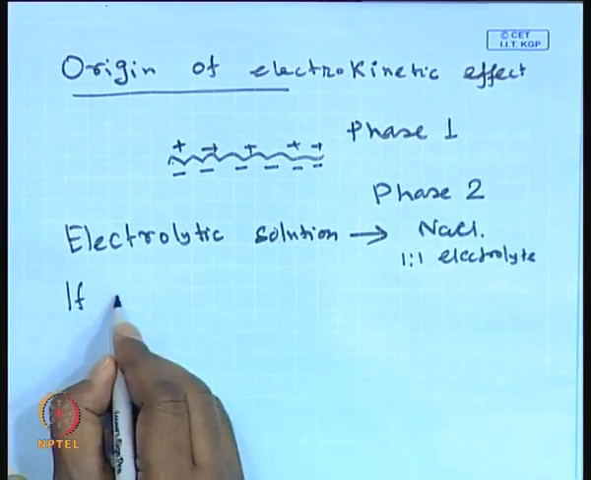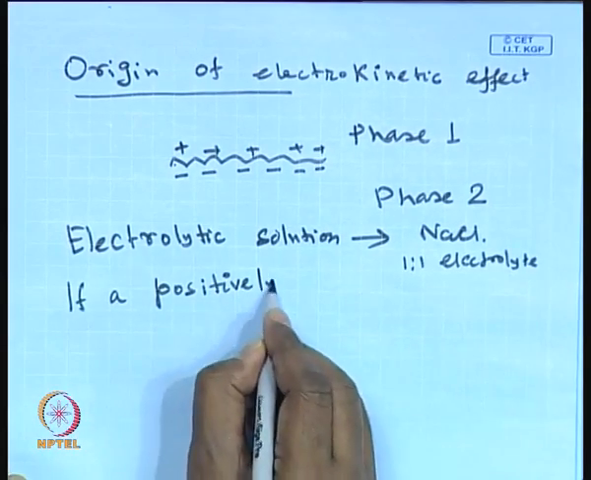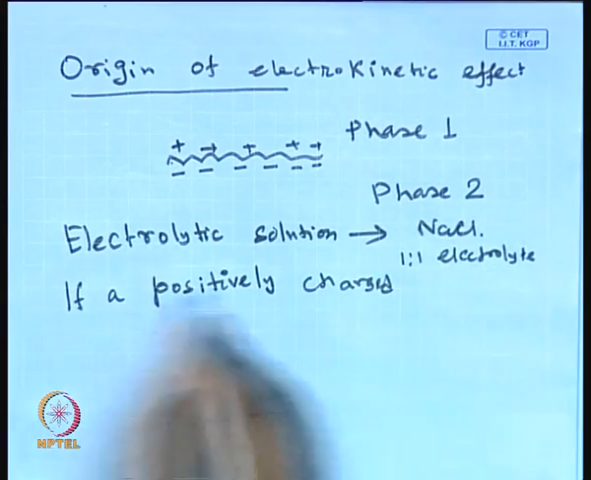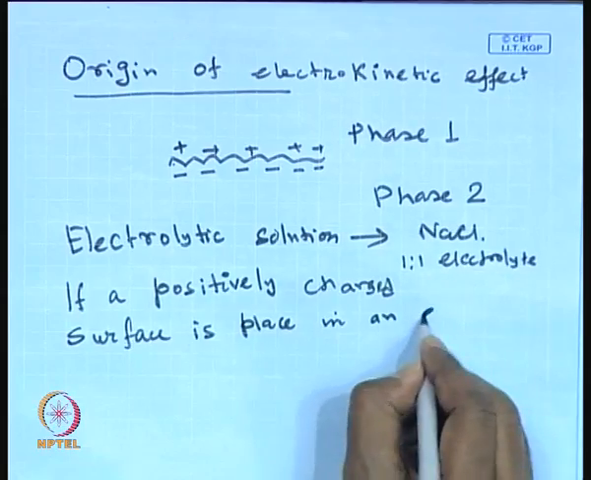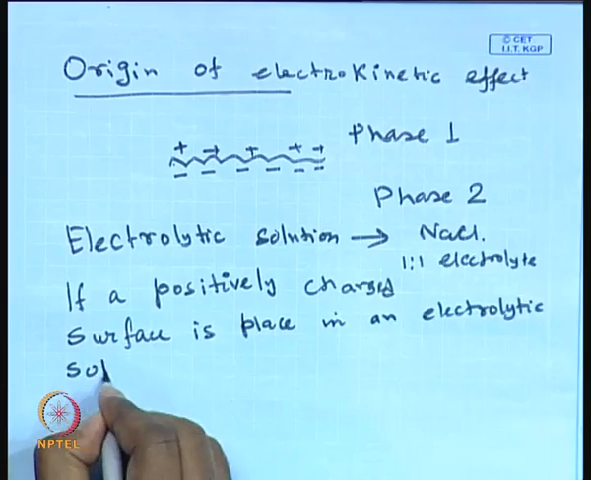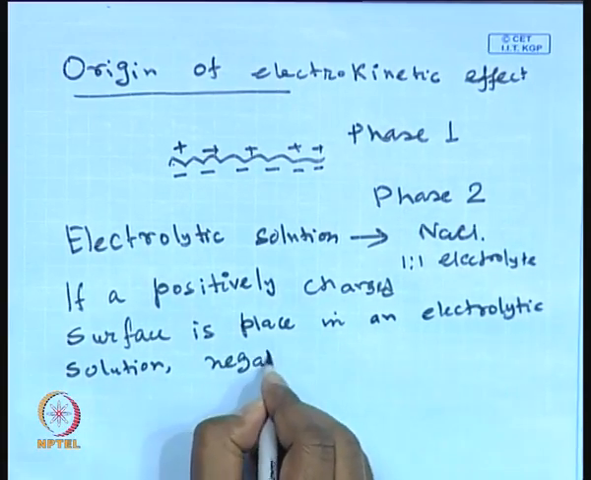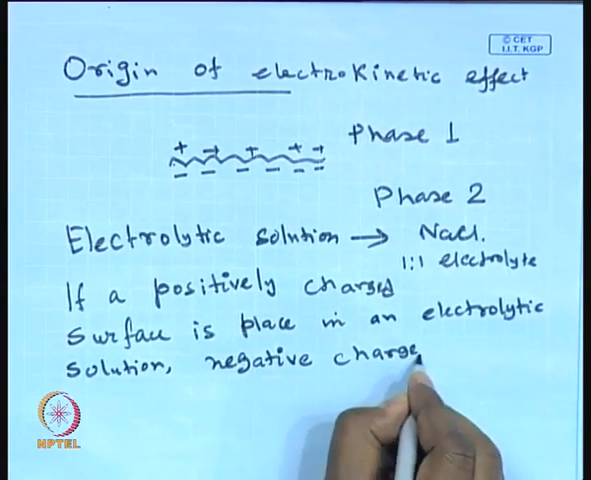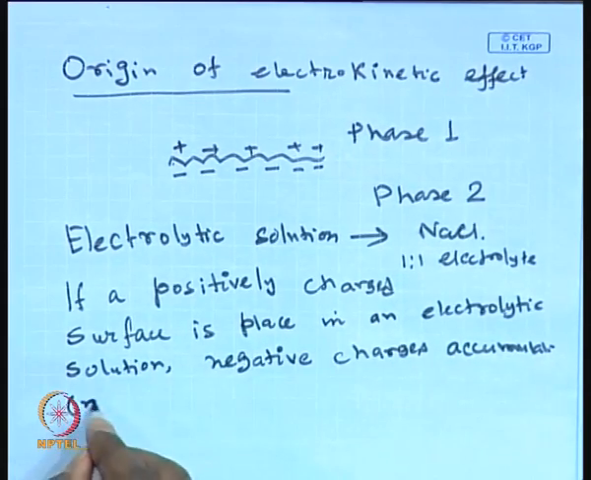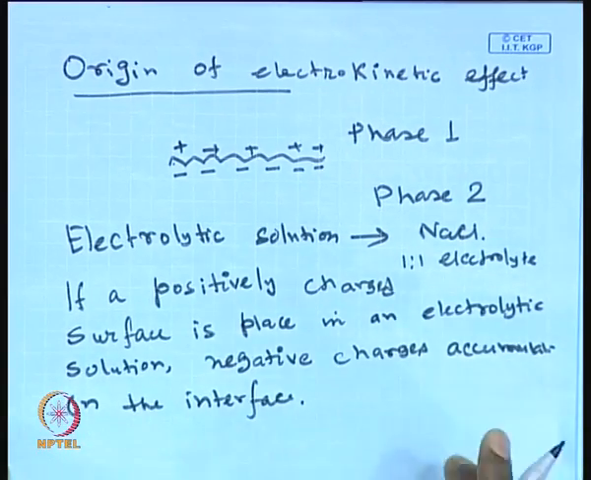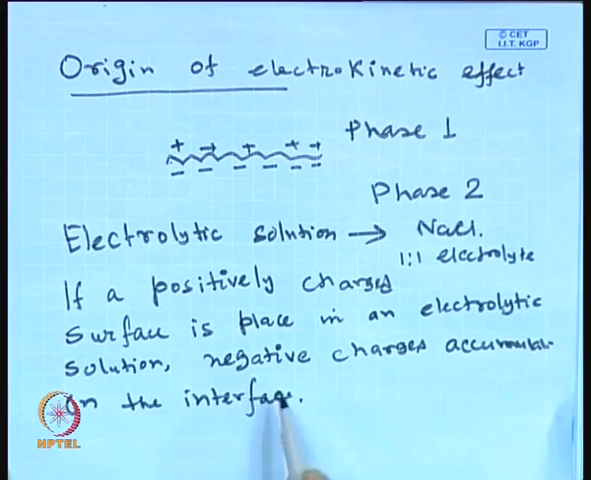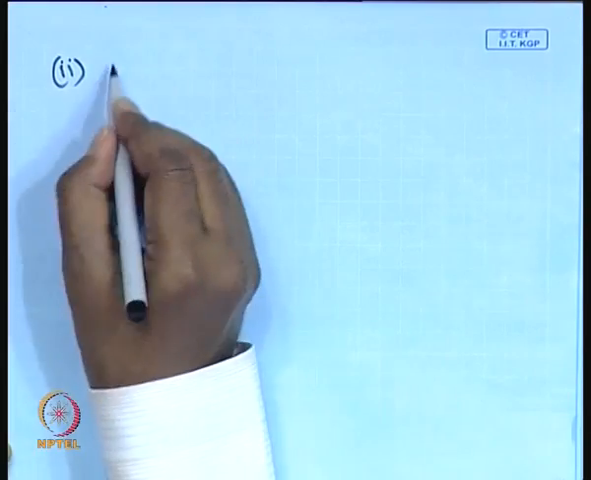So, if a positively charged surface is placed in an electrolytic solution, negative charges accumulate on the interface. That is the first manifestation of putting a positively charged surface in an electrolytic solution. And what is the second manifestation? The concentration of negatively charged particles or ions will be maximum at the interface.